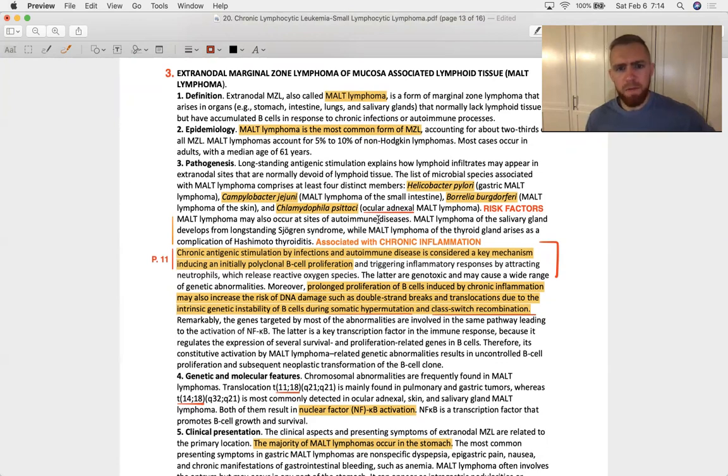And Chlamydophila psittaci, which is associated with bird droppings, parrots and pigeons and whatnot, that can give you an ocular adnexal MALT lymphoma. So think about this, chlamydia. What does classic chlamydia cause? Think back to Sketchy. Well, it's going to give you pelvic inflammatory disease. That's the adnexal MALT lymphoma. And recall, chlamydia can also give you a conjunctivitis. So there's your ocular MALT lymphoma. So if you see a MALT lymphoma in the eyes or GU system, reproductive, that's your most likely causative agent, chlamydia.